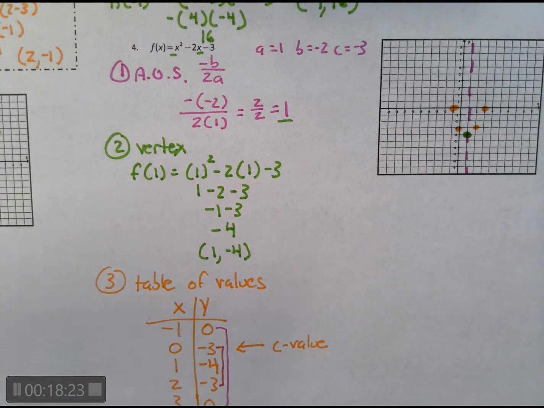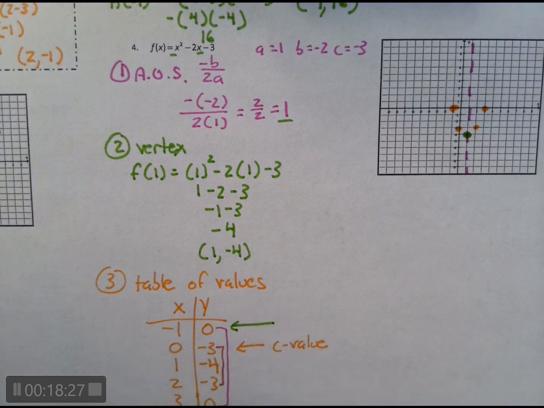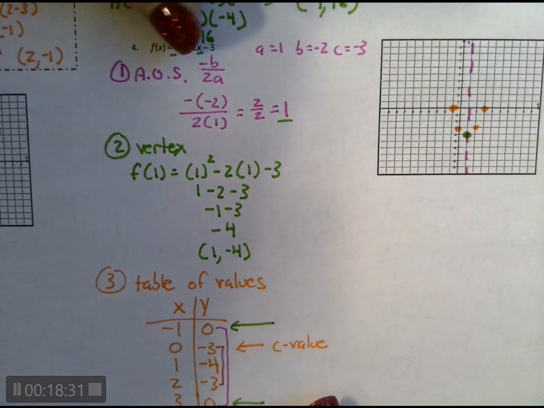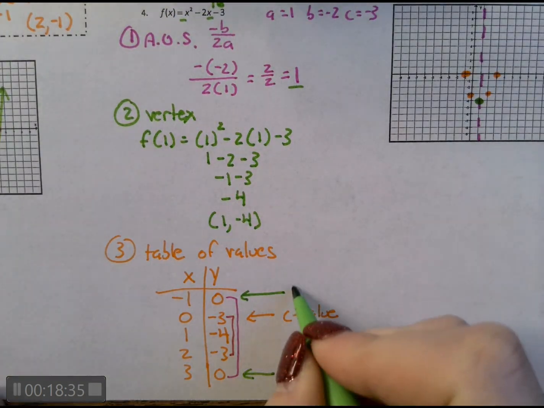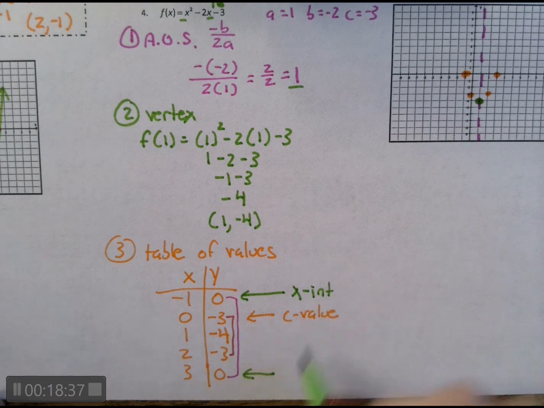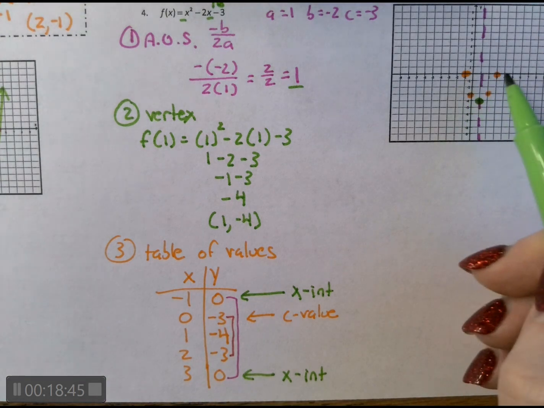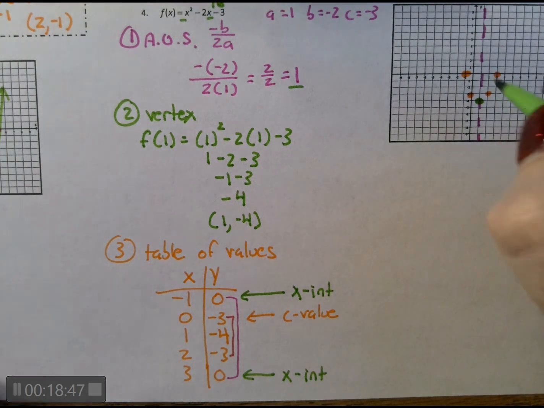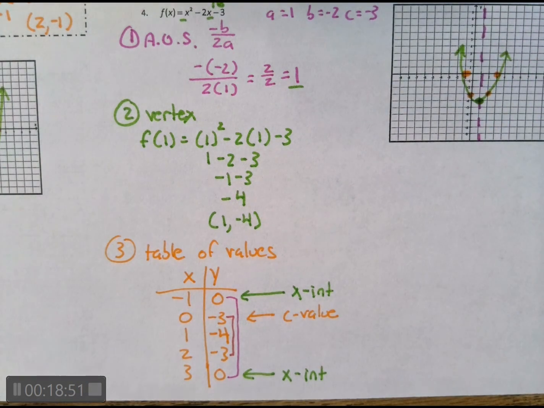Now, what do we call these values? These are going to be our x-intercepts, because y equals 0. And when we graphed it, it was on our x-axis. Okay? Just bringing it all back.